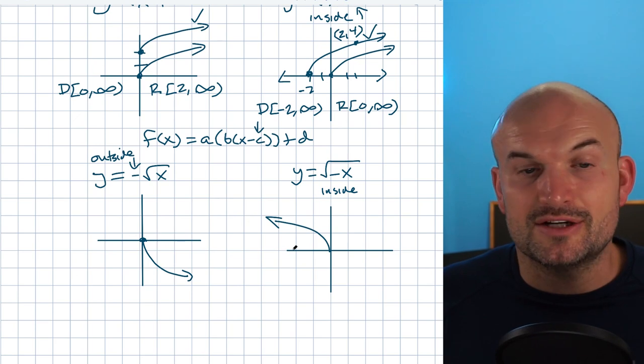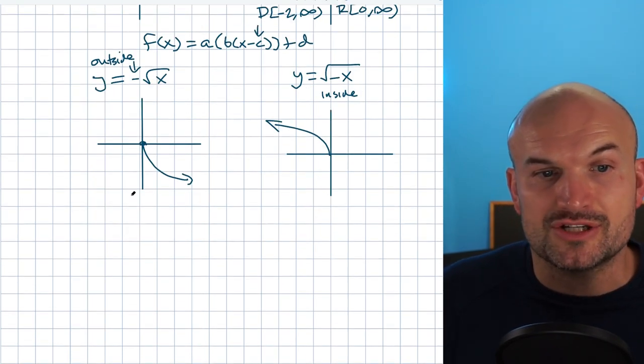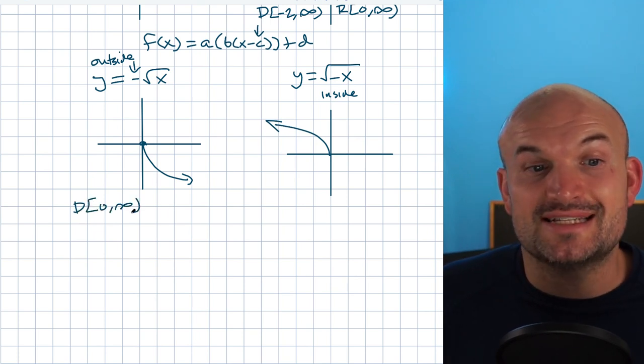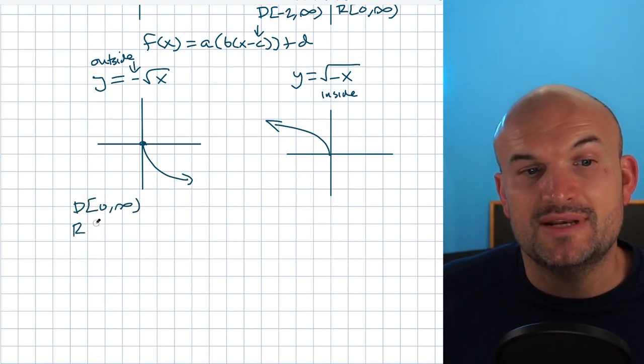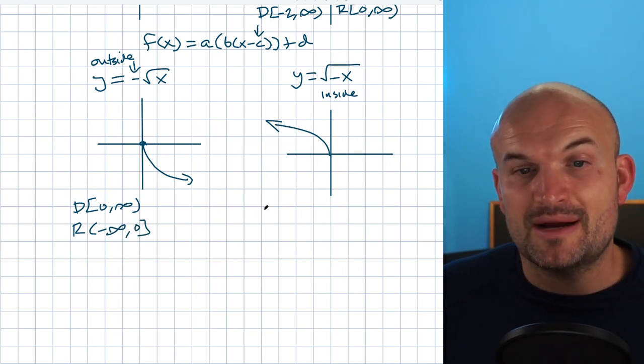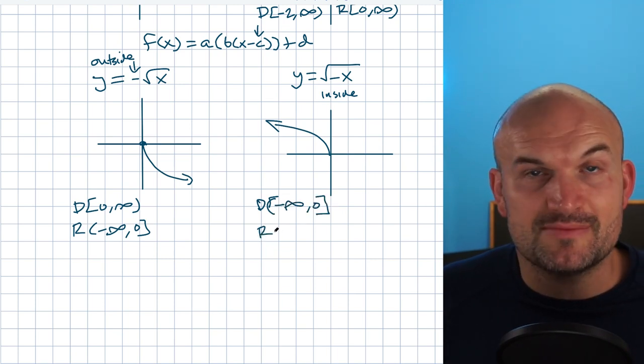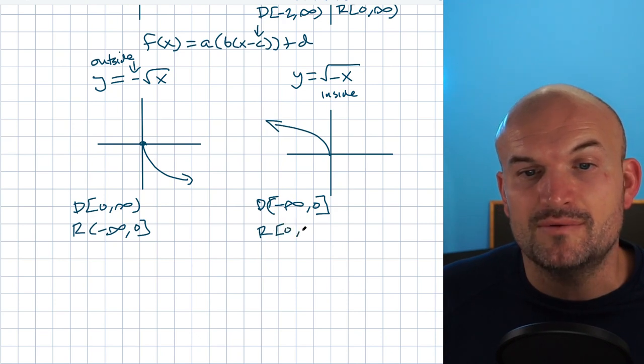So now again, we can see there's some changes to our domain and our range. So over here, since this is vertical, the domain did not change, but the range has now been shifted to negative infinity to 0. And over here, you can see that now my domain is going to be from, open parentheses, negative infinity to 0, whereas my range has been unchanged, which is going to be from 0 to infinity.